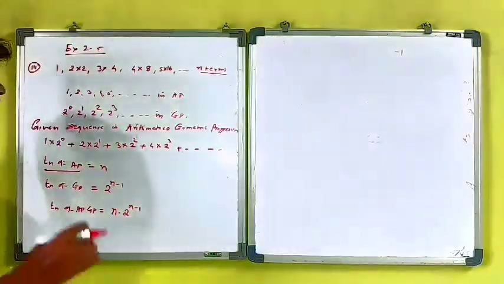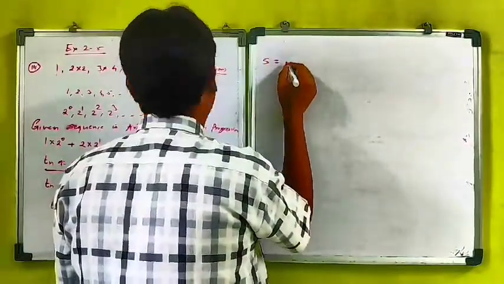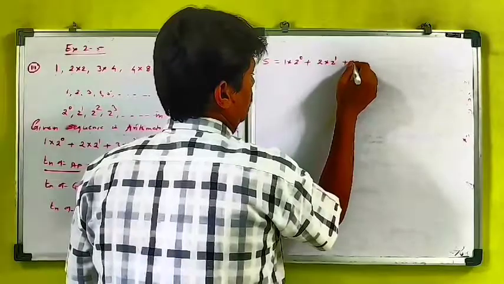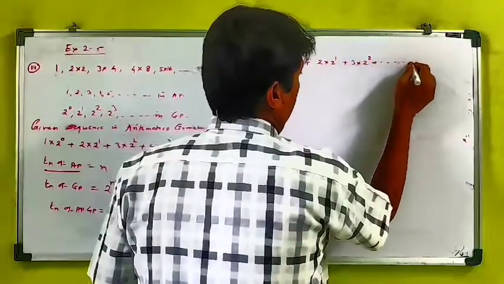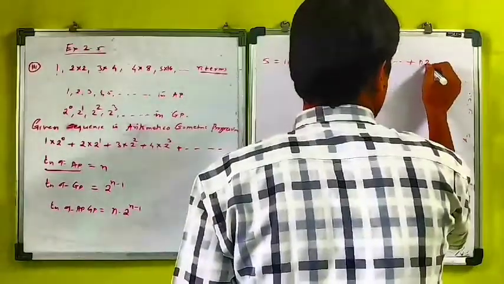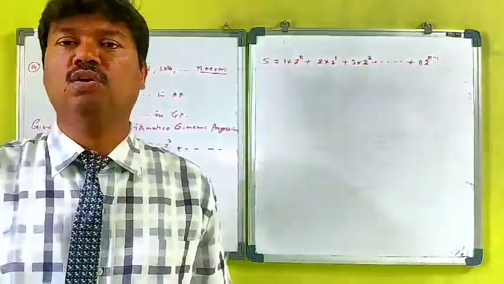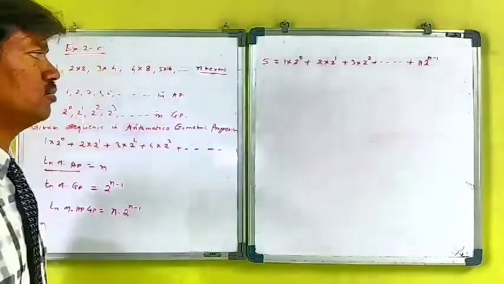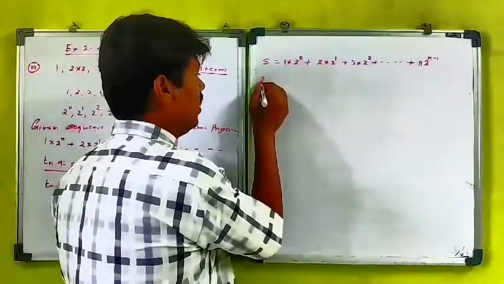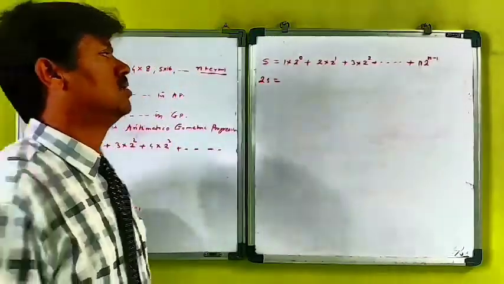Therefore, the sum of the required APGP will be S equals 1 into 2 raised to 0, plus 2 into 2 raised to 1, plus 3 into 2 squared, plus the nth term, that is n into 2 raised to n minus 1. Now, we just follow the method. The method is you have to multiply with the common ratio. So, what is the common ratio here? The common ratio is 2. So, multiply by 2. So, it is 2S. I will not write the first term here, I will write here, it is simply 2.